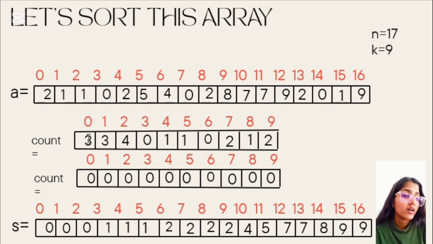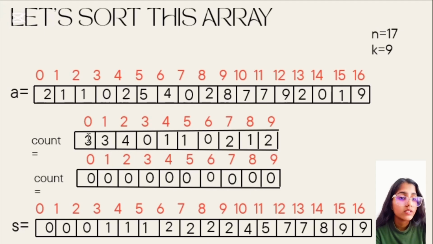In this array there are 3 zeros, 3 ones, 4 twos. There are no 3s in array A. There is only a 1 for 4, and there is only a 1 for 5. And you can see that there are 2 nines in array A. Let's update by using this count array. You can see that the final appearance of our sorted array is this: 3 zeros, 3 ones, 4 twos, no 3s, only 1 four, and 2 nines.